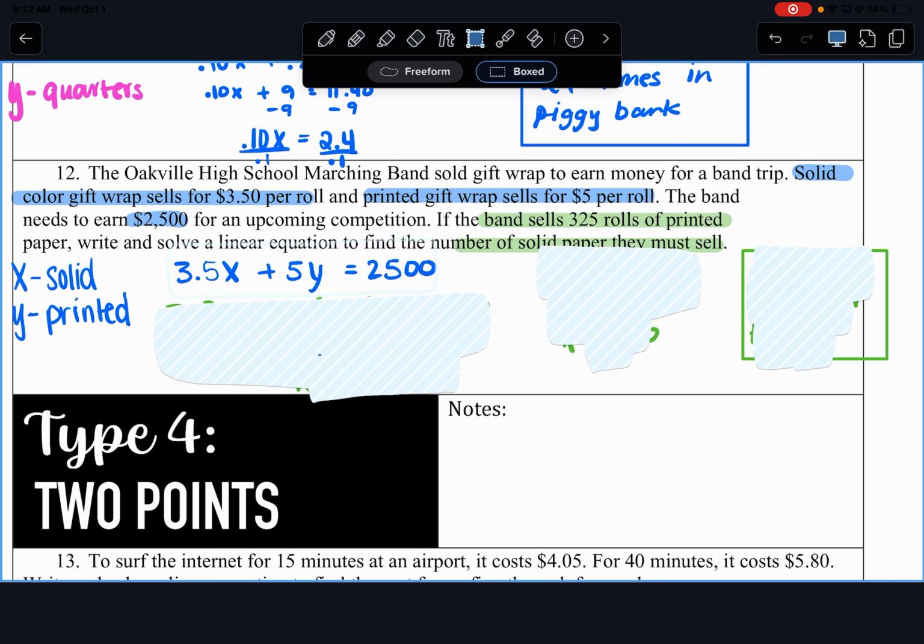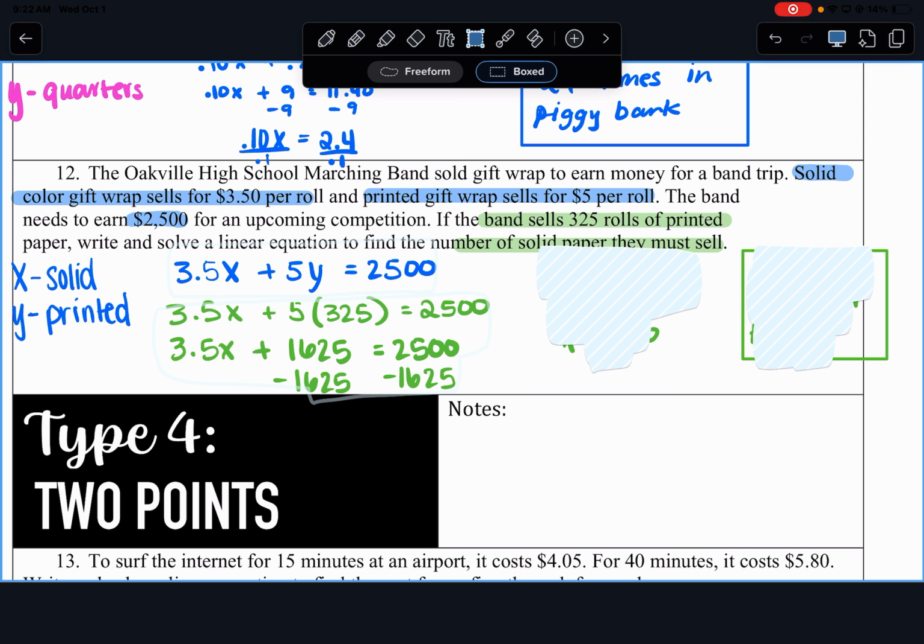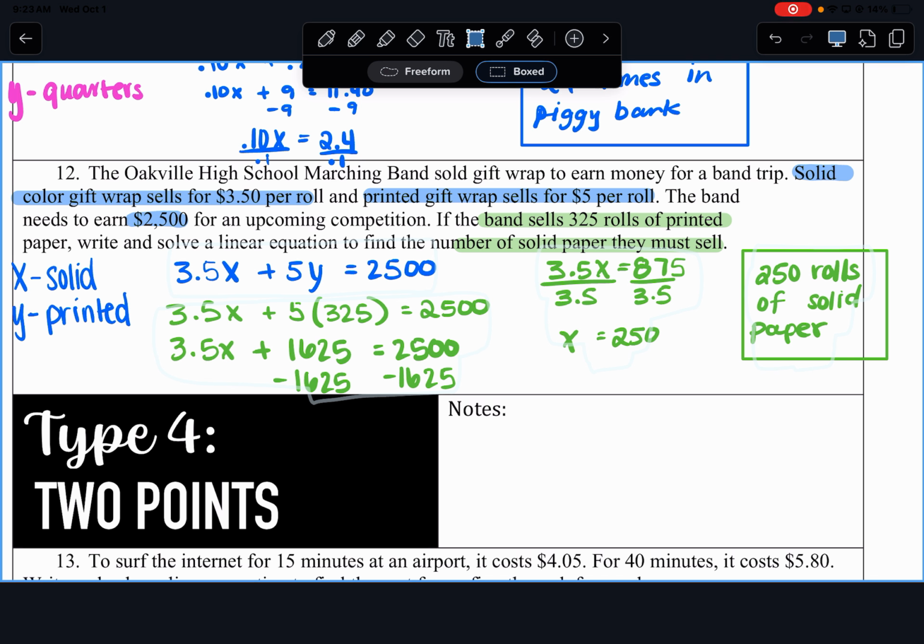Y. So we do that, and we solve, and we get x equals what? 250. How do I answer that in context? 250 rolls of solid paper.